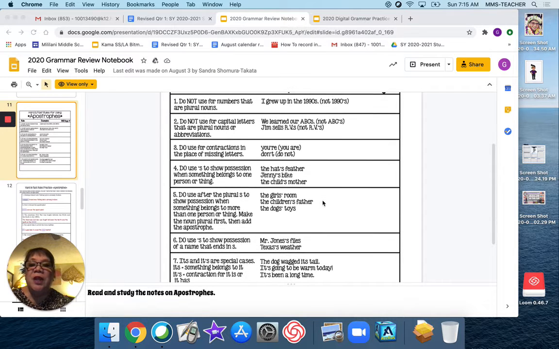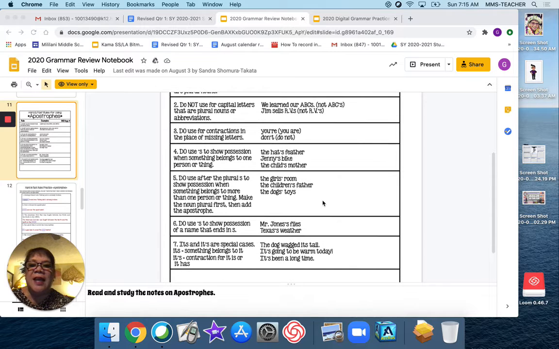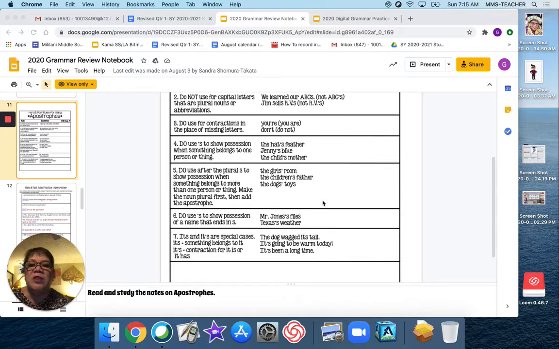Rule number 5, do use after the plural S to show possession when something belongs to more than one person or thing. Make the noun plural first, then add the apostrophe. So here we have the examples, the girls' room, plural girls, or the children's father, or the dogs' toys. So it's showing possession after the plural S because it belongs to more than one person or thing.